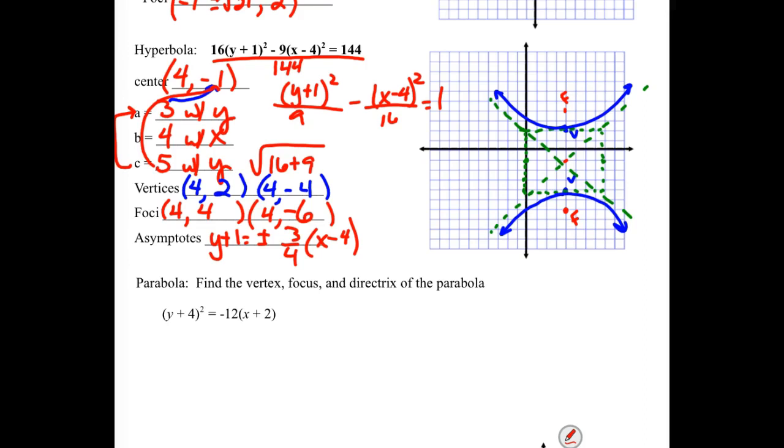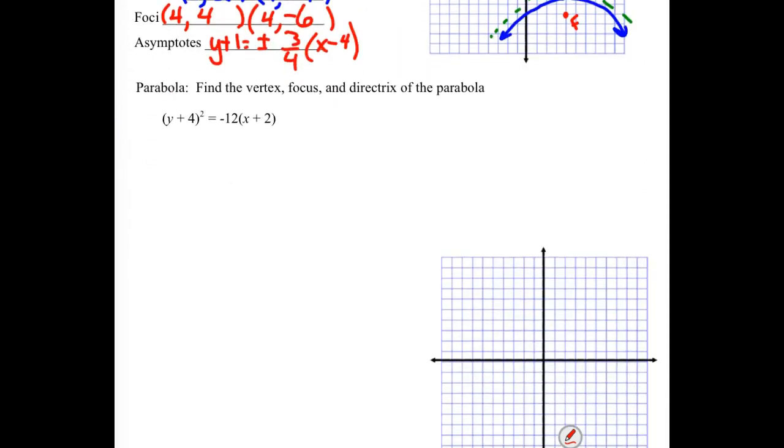Okay. The last shape that we need to review is the parabola. If it is a y squared in your equation, which way does it open? Is it left or right or up or down? It's the left and right kind. All right. The fact that that's negative tells me what? It's going to go left. All right. So we know this parabola has to open to the left.